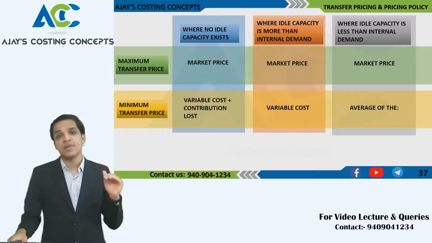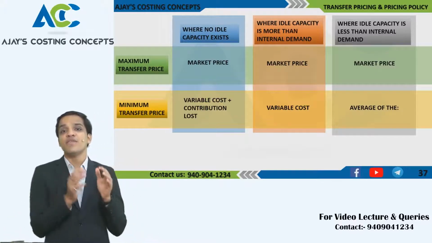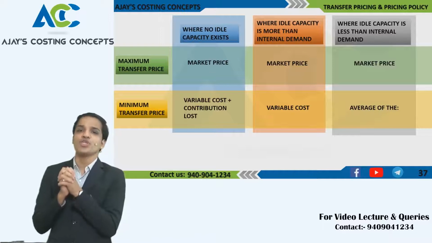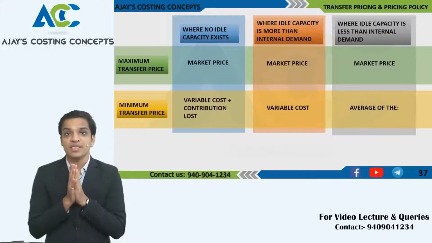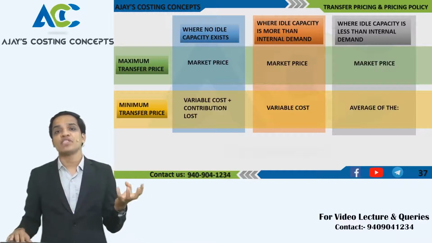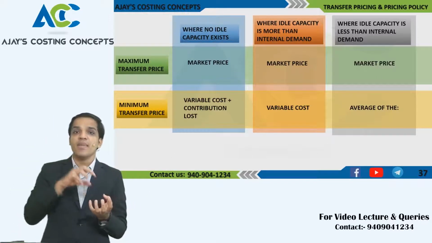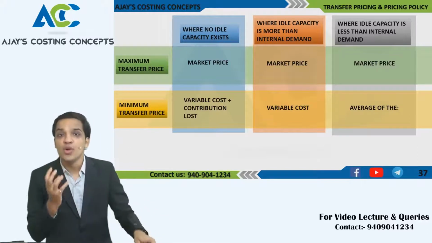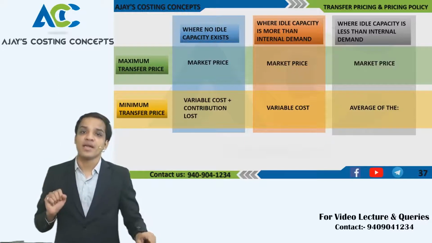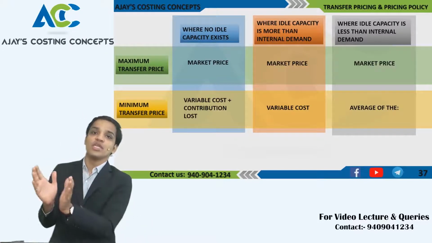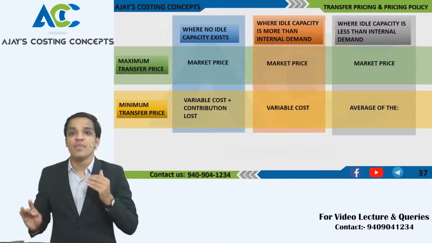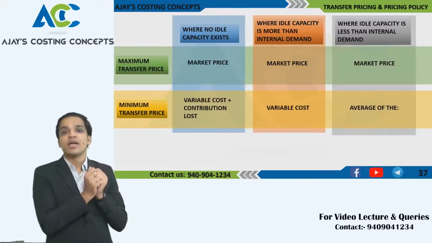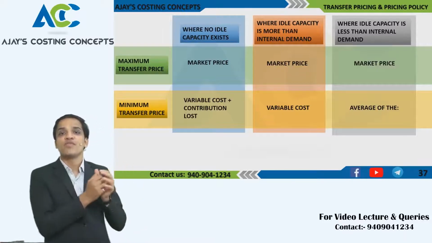What is the minimum transfer price that you will sell at? The minimum transfer price is the variable cost of manufacturing plus the contribution lost. Now what is the contribution loss, sir? When there is no idle capacity, if I give this product to my internal department instead of selling it in the market, then I am losing the contribution of the external market. As I am losing that contribution, I will make sure that when I transfer this to the internal department, my contribution loss is also recovered from the internal transfer price.